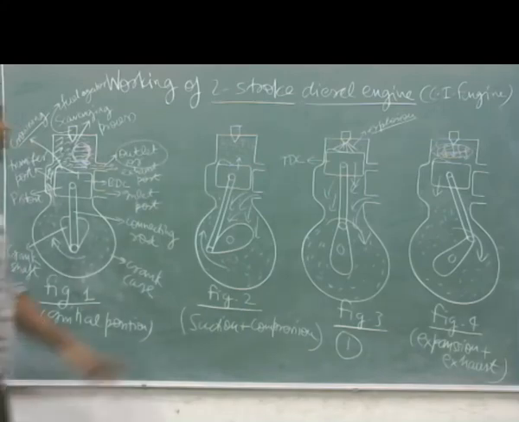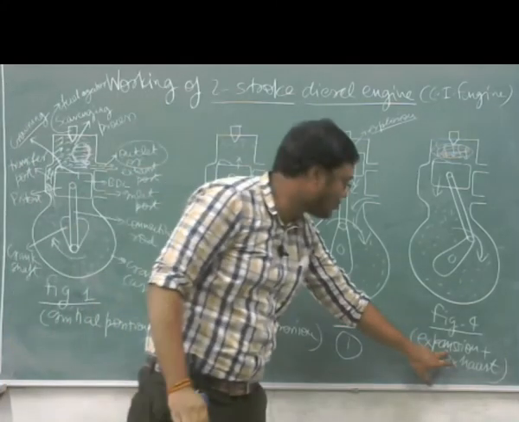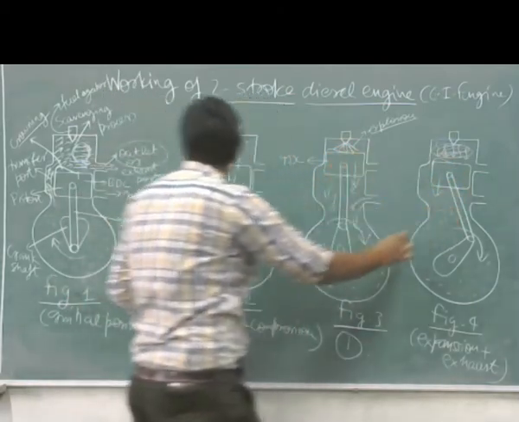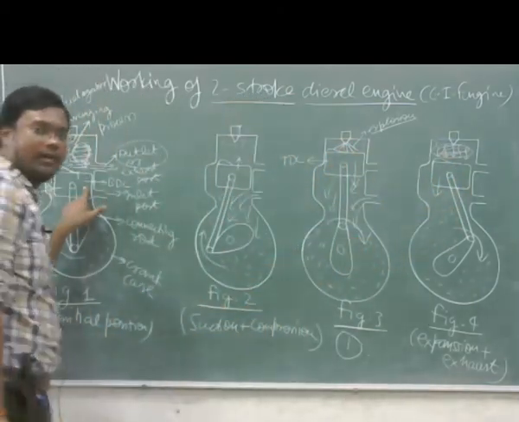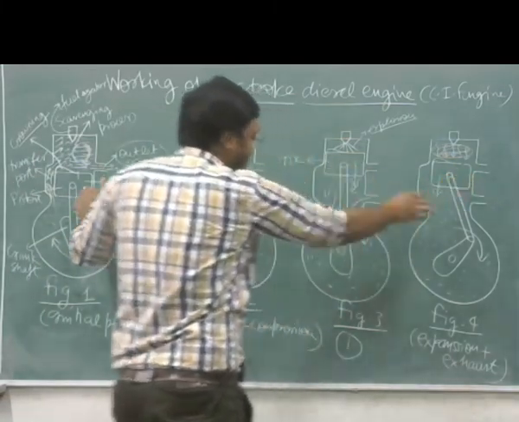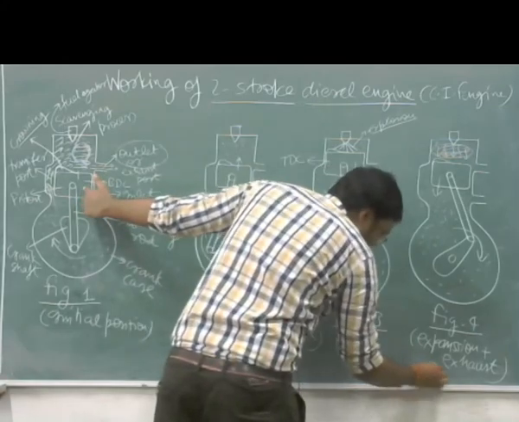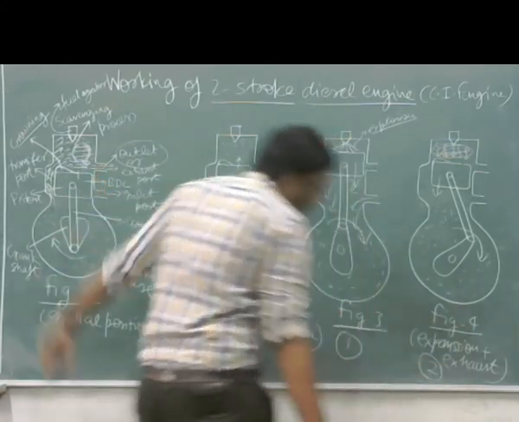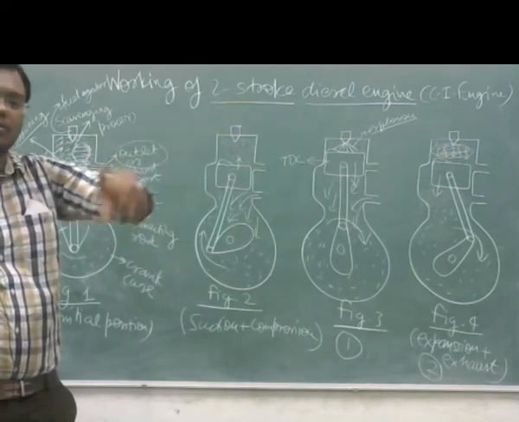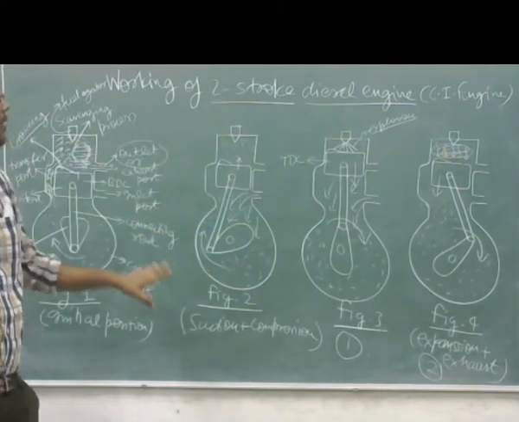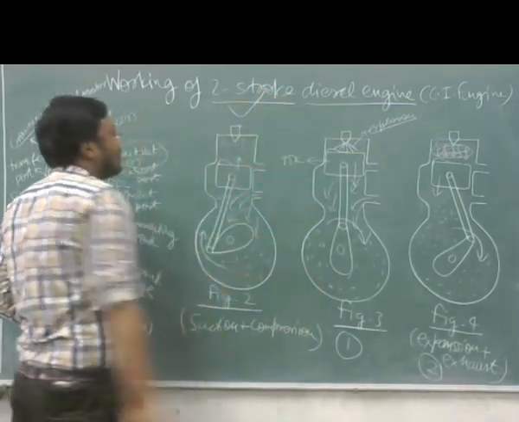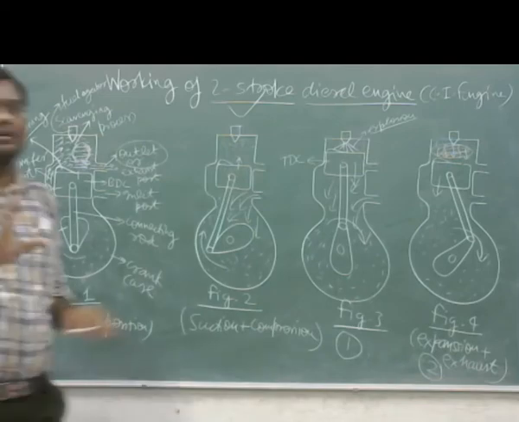Now for the expansion and exhaust process, again the piston is moving from TDC to BDC. Again this is the mid position. So this is the second stroke. So two times the piston is moving, from BDC to TDC and TDC to BDC. That's why this is known as a two-stroke diesel engine, because there are only two strokes of the piston.